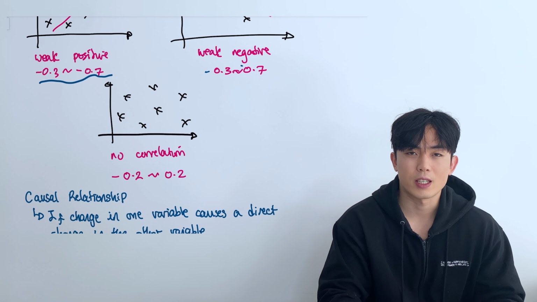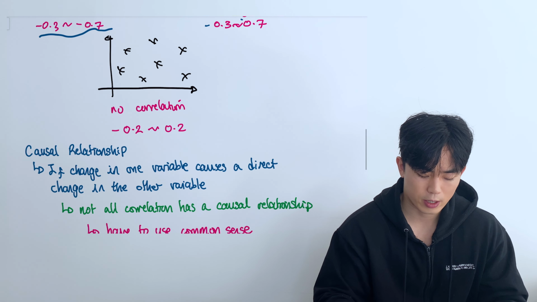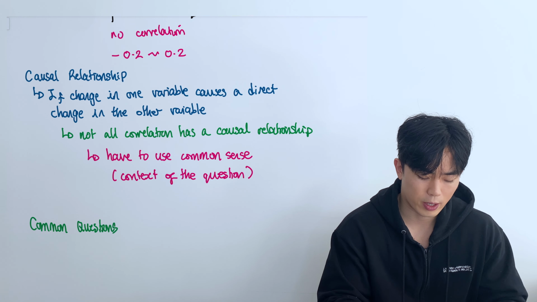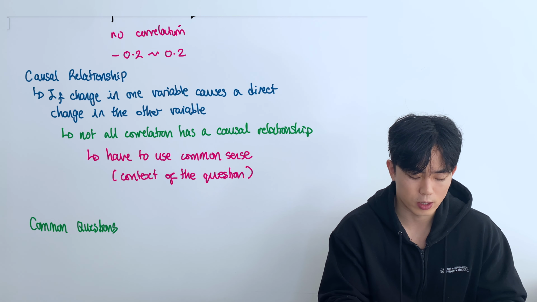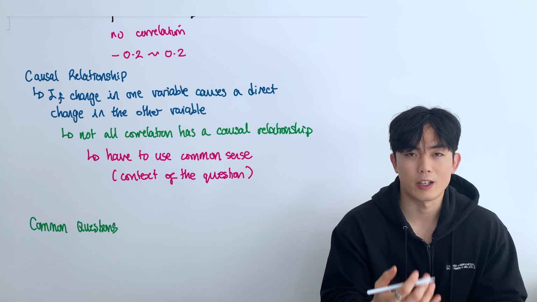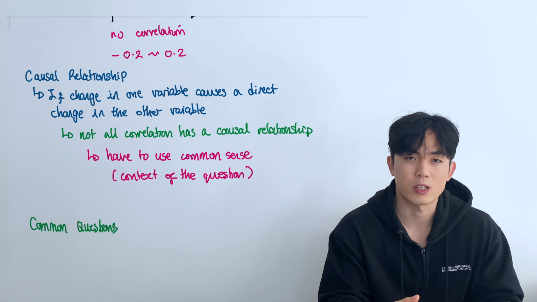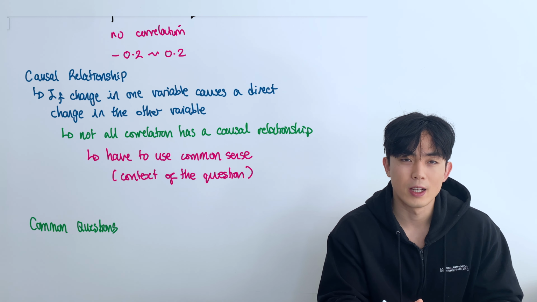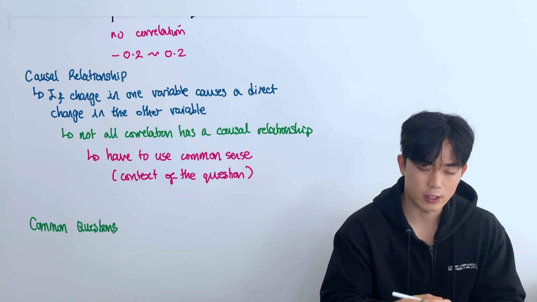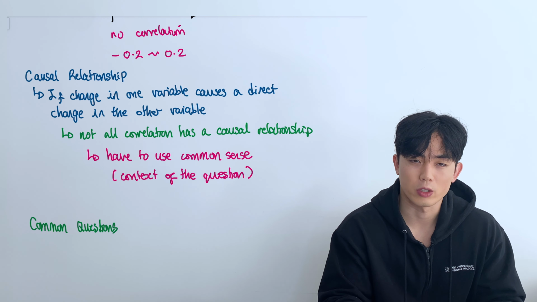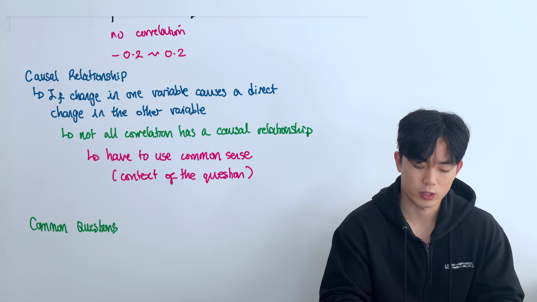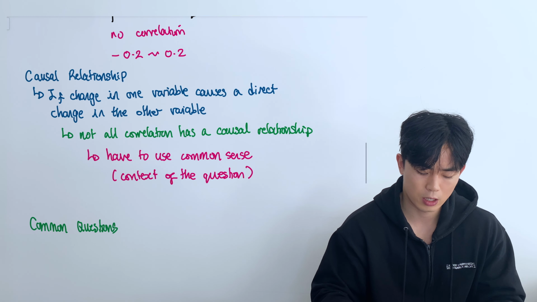Right, now a couple of key one-mark questions and tips for the exam. There's something called a causal relationship. A causal relationship is when a change in one variable causes a direct change in the other variable. What this means is that even if it's correlated, it does not mean it's a causal relationship. It just means that they're related in some way. It doesn't mean that if I increase x, it automatically increases y. So you have to be aware that not all correlation has a causal relationship. We figure this out by using common sense and the context of the question. I'll go over this a bit later on.